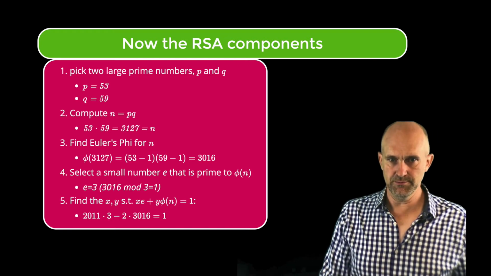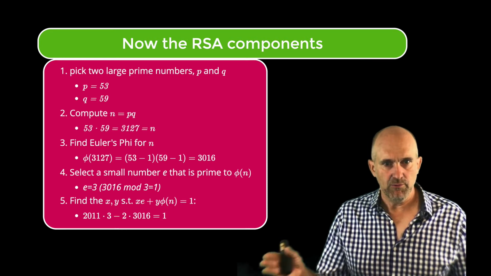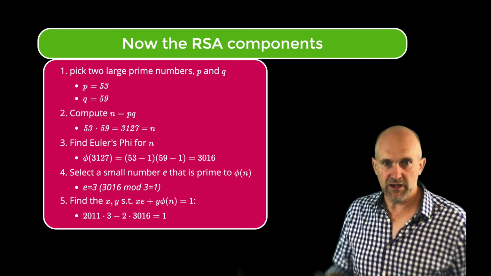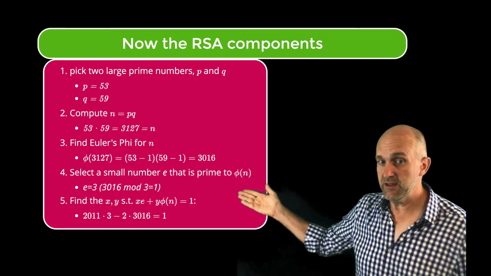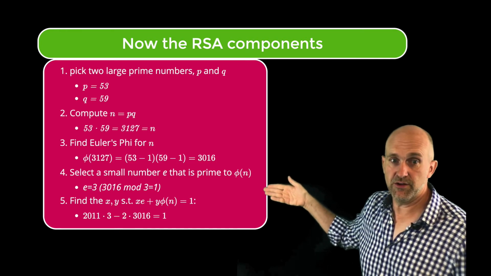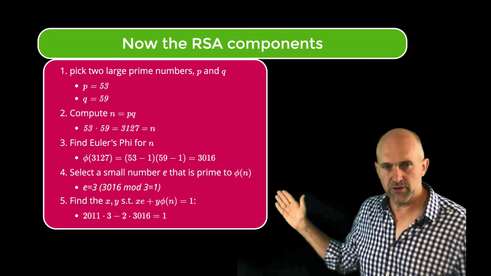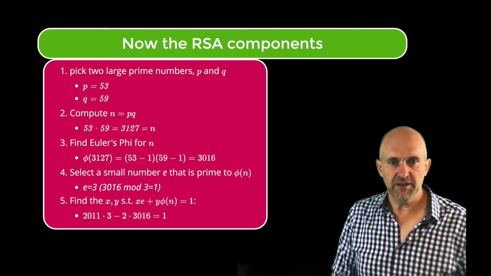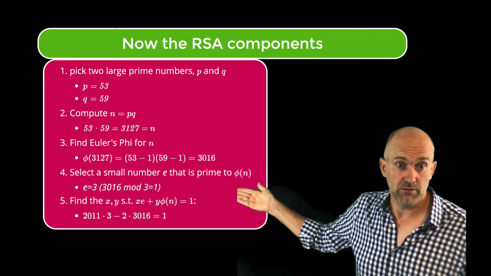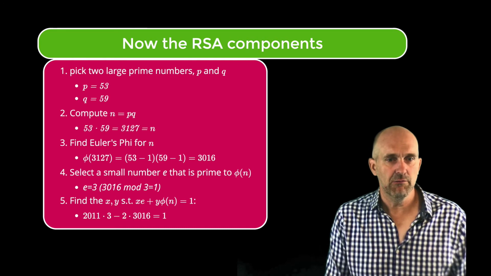That helps too. Okay, and now we will have to find the numbers x and y such that x multiplied with the number e that we picked, the 3, plus y multiplied with the phi function of n, which was 3016, is 1. Now, I'm not going to go through the math, but you can see that the numbers 2011 and -2 would work. And if you add these two up, this gives you 1.